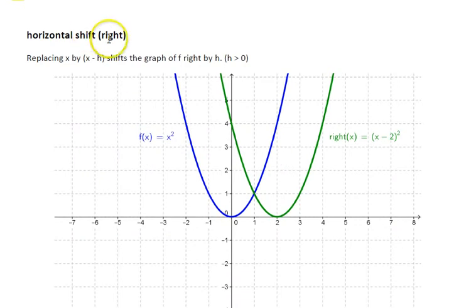Next, horizontal shift to the right. This time we take the x and replace the x by x minus 2. Again, not what you would normally think of with the minus 2, but remember, it's the x, not the entire function, and it ends up shifting it to the right by 2.